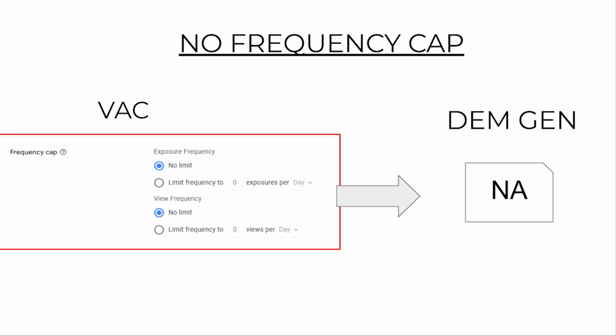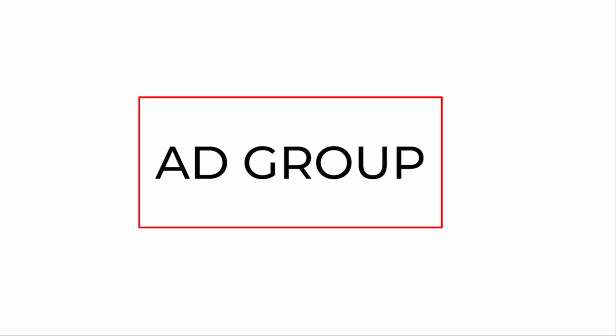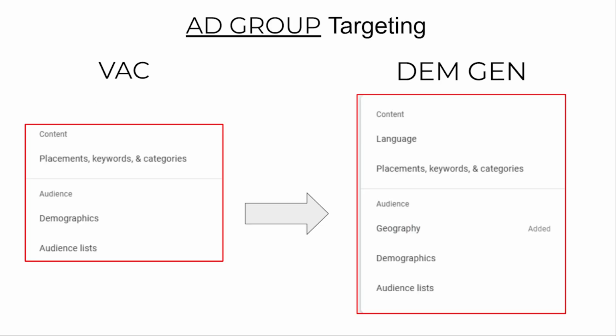In VAC campaigns, there is an option for frequency capping. This setting is not available for demand gen line items. Now let's create an ad group and select the audience you would like to reach. At the ad group level, you can set general options such as placements, keywords, categories, demographics, and audience list, which is similar to other YouTube line item types.